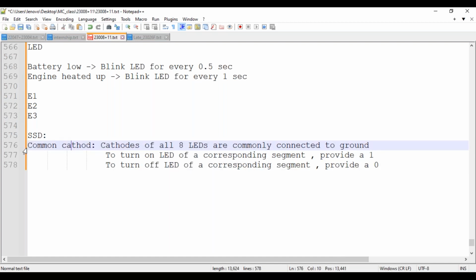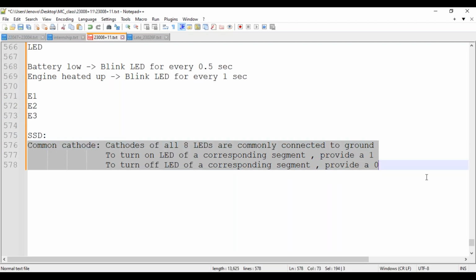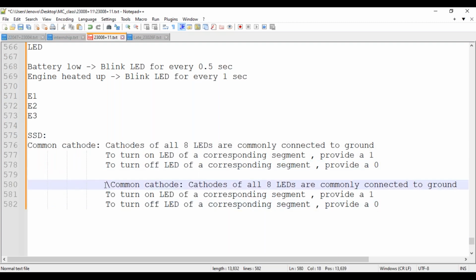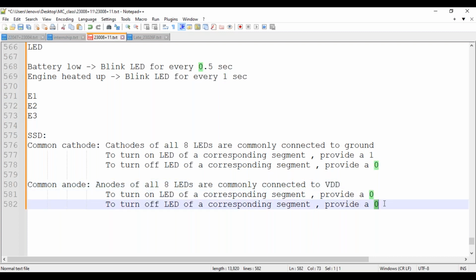Now, similar to common cathode, I also have common anode configuration. So this is common anode configuration. Anodes of all 8 LEDs are commonly connected to VDD this time. And to turn on the LED of a corresponding segment, I have to be providing a 0. And to turn it off, I have to be providing a 1. Okay. So that is SSD.